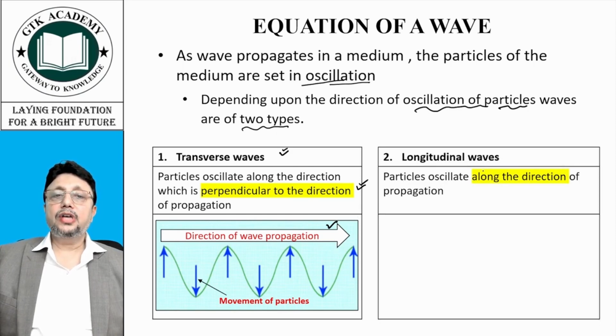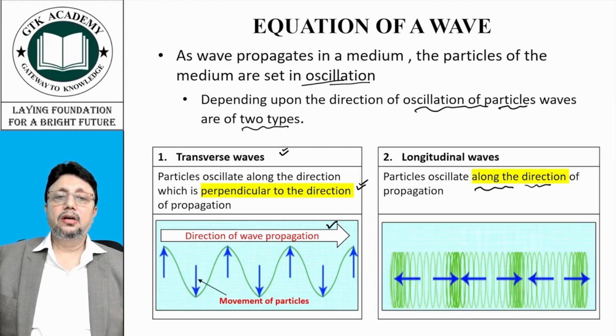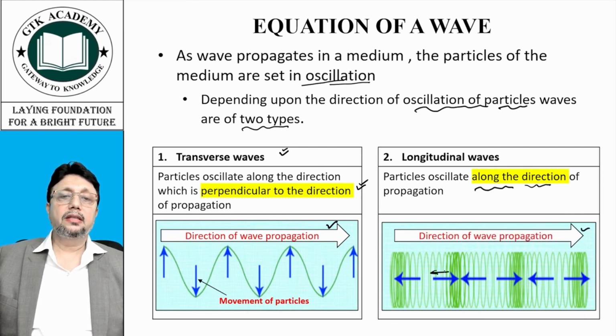The other type is longitudinal waves. In these kinds of waves, the particles oscillate along the direction of propagation. Means they don't move along with the wave, they only oscillate in their position. The only thing is that this direction is along the direction of propagation. That's it. For example, this is the direction of wave propagation. So every particle moves like this, it comes back, again it moves like this, again it comes back.